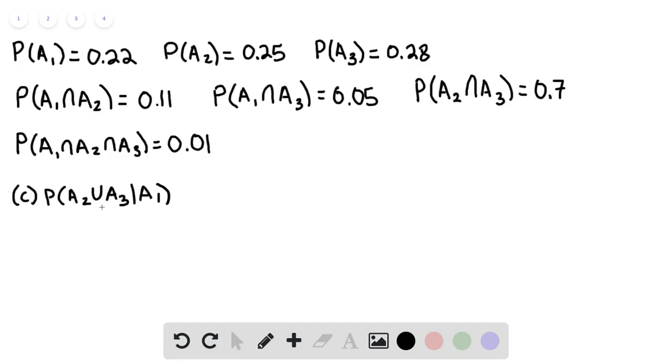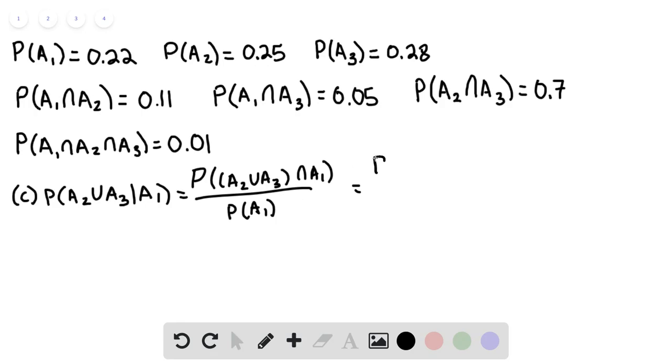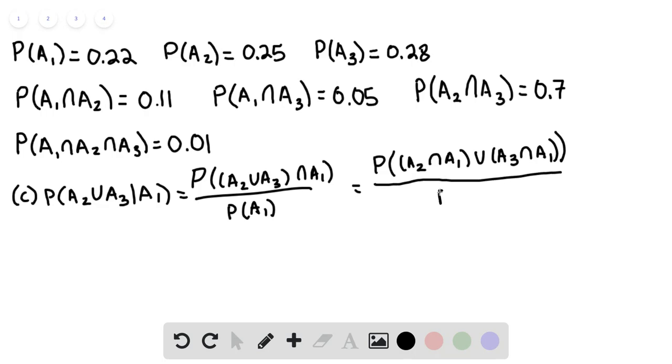Now we have the probability of A2 union A3 given A1. Once again, we're going to use our definition of conditional probability. All right. Now if we look at this top, we see intersection distributes, so we can expand that out. Union A3, A1. There we go. All right.